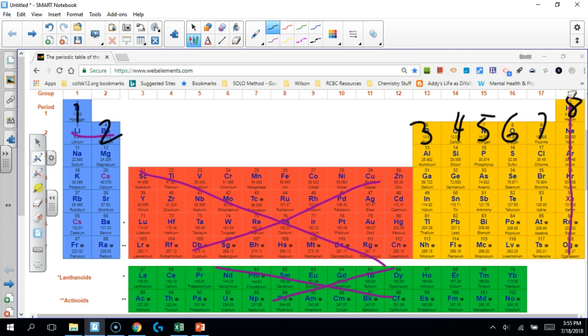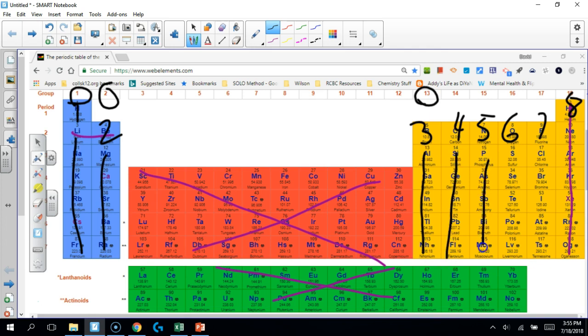Because I numbered them 1 through 8, that numbering system gives us how many valence electrons there are in each of the elements in that particular column. Anything in this column has 1 valence electron. Anything in this column has 2 valence electrons. Notice the group number up here has that. Then we skip 10, so the 13th column has 3 valence electrons, and then 4, 5, 6, 7.